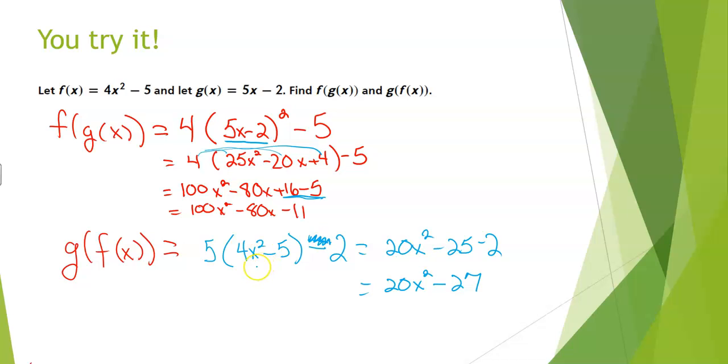So f of x is this right here, the 4x squared minus 5. And I'm using that as my input here. So 5 parentheses, whatever that is, minus 2. And then I distribute out and combine my constants over there.